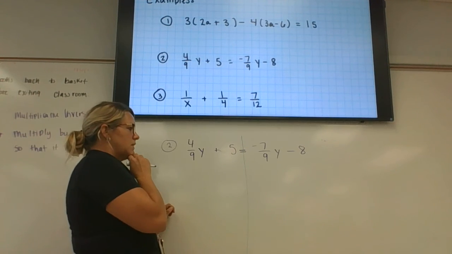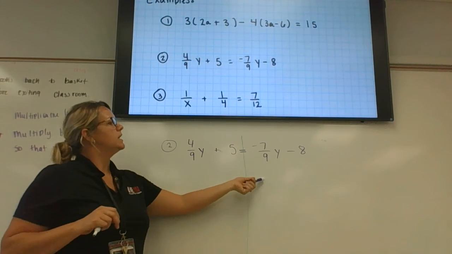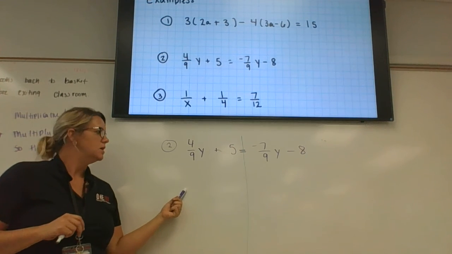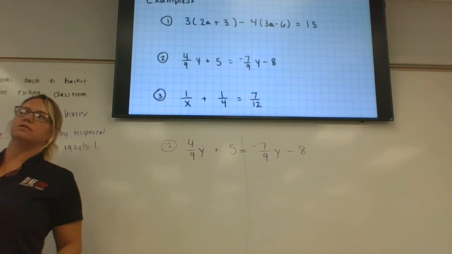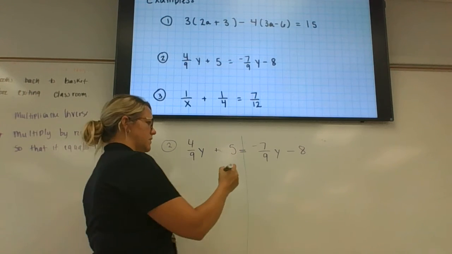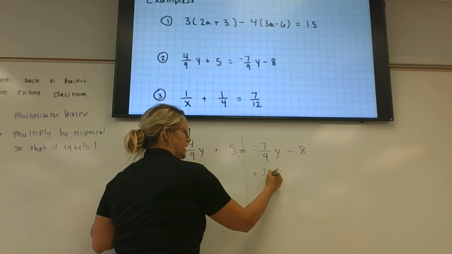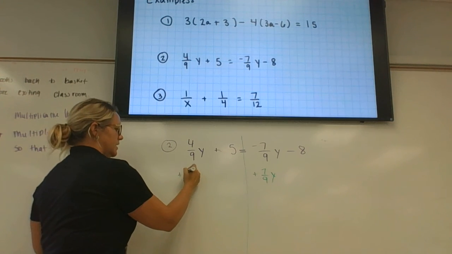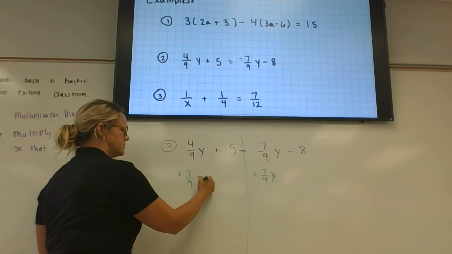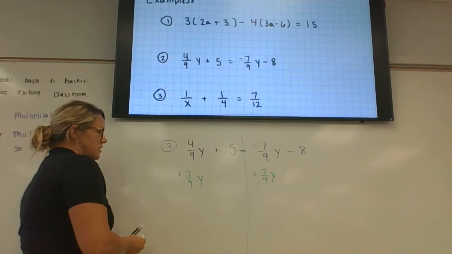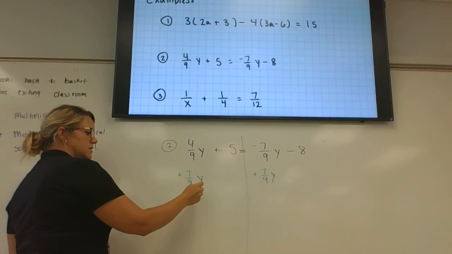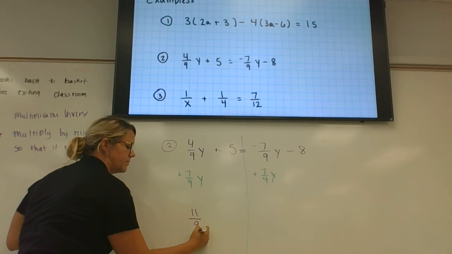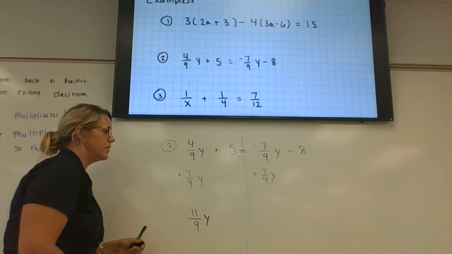So we have options. I don't really like having negatives, so I'm going to add 7/9 to both sides. Who decided to subtract 4/9? You can. It's fine. I'm going to add 7/9 here, which cancels it out. And I'm going to add it here. So 4/9 combined with 7/9 makes 11/9. Keep the y with it.